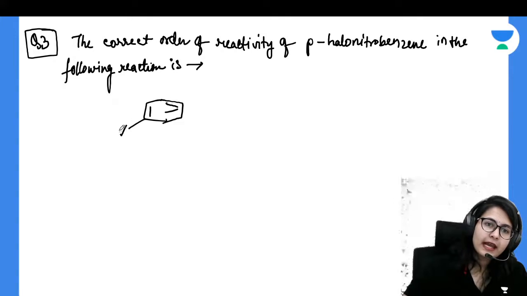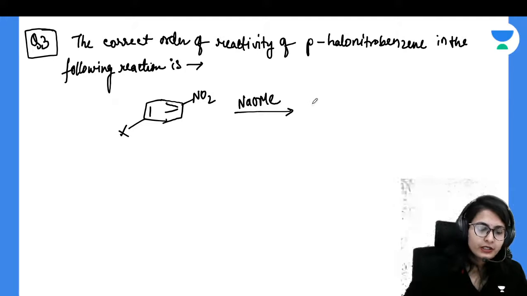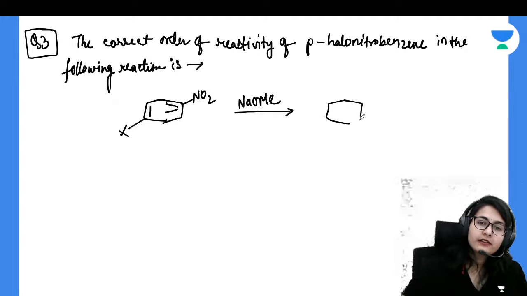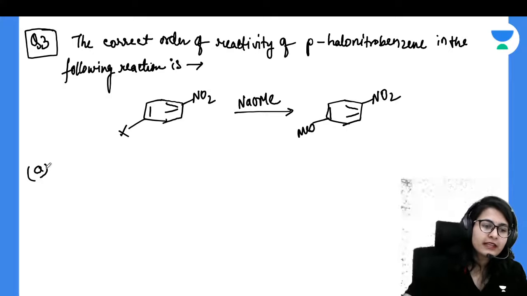You are having a para halo nitro molecule, and this is your NaOMe over here, and the product is also given. Methoxy group added over here on the para position, replacing the X group. Now in the X group you have all the halogens. So option number A is, alright, X is all the halogens.